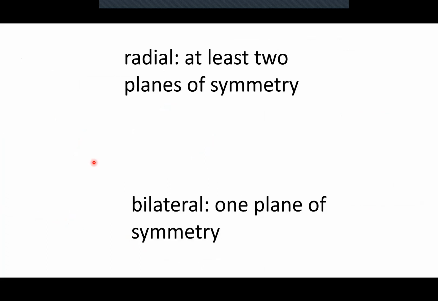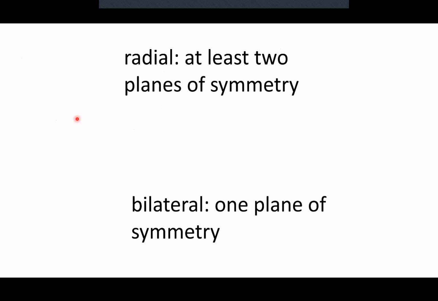We talked about symmetry. Simply stated, radial symmetry is when an organism has at least two planes of symmetry. Bilateral symmetry is when they have one plane of symmetry. And an extra kind of symmetry that we talked about is biradial symmetry. It just means that an organism has exactly two planes of symmetry.